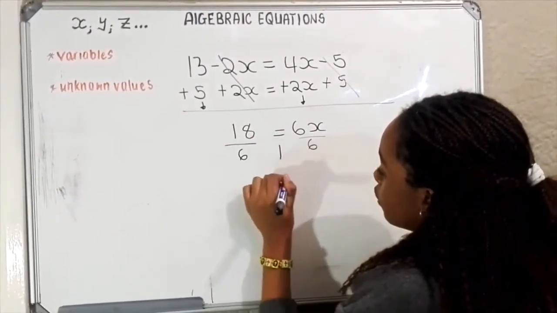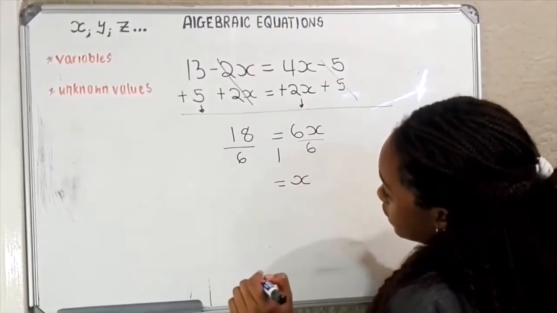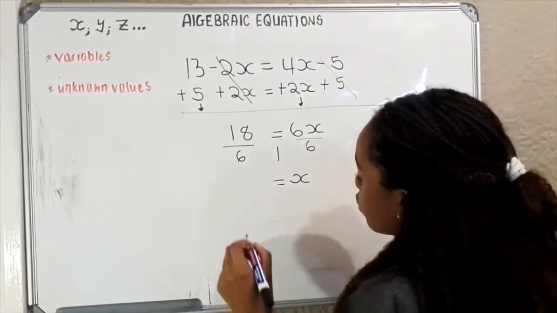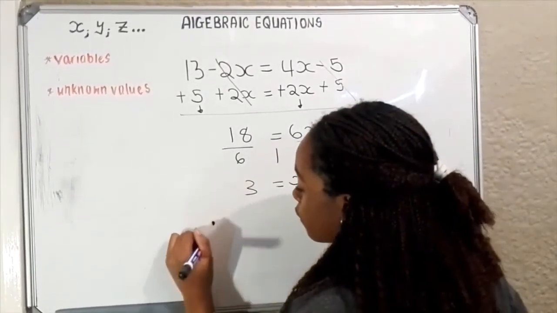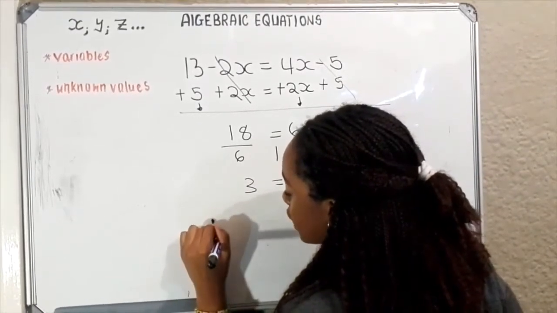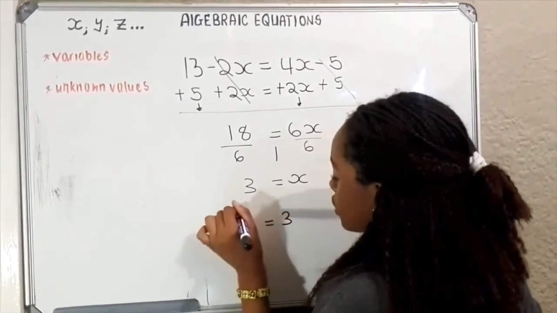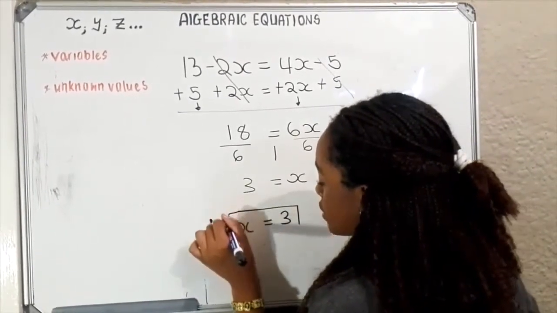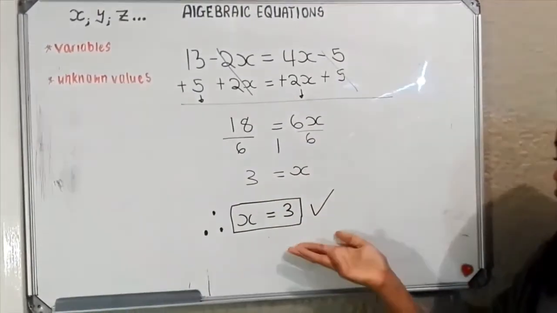So we'll bring this down. We'll be left with x, and 18 divided by 6 is equal to 3, therefore x is equal to 3. So this is our answer. Our equation is balanced. This is our final answer.